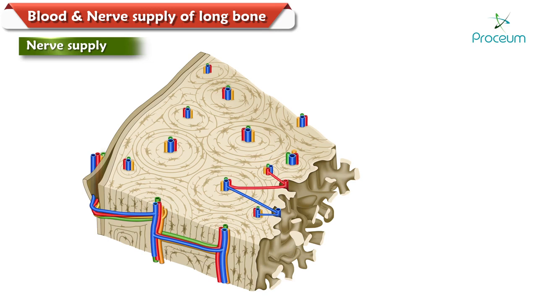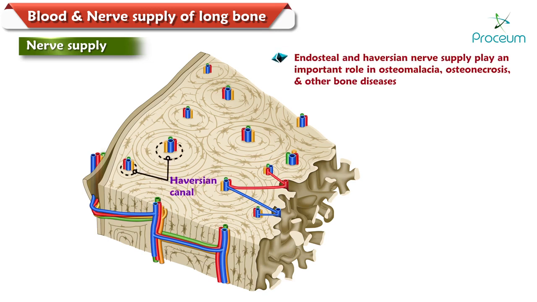However, in certain diseases, the endosteal and Haversian nerve supply seems to play an important role, for example, in osteomalacia, osteonecrosis, and other bone diseases. Thus, there are several types of bone pain, each with many potential sources or origins of cause.